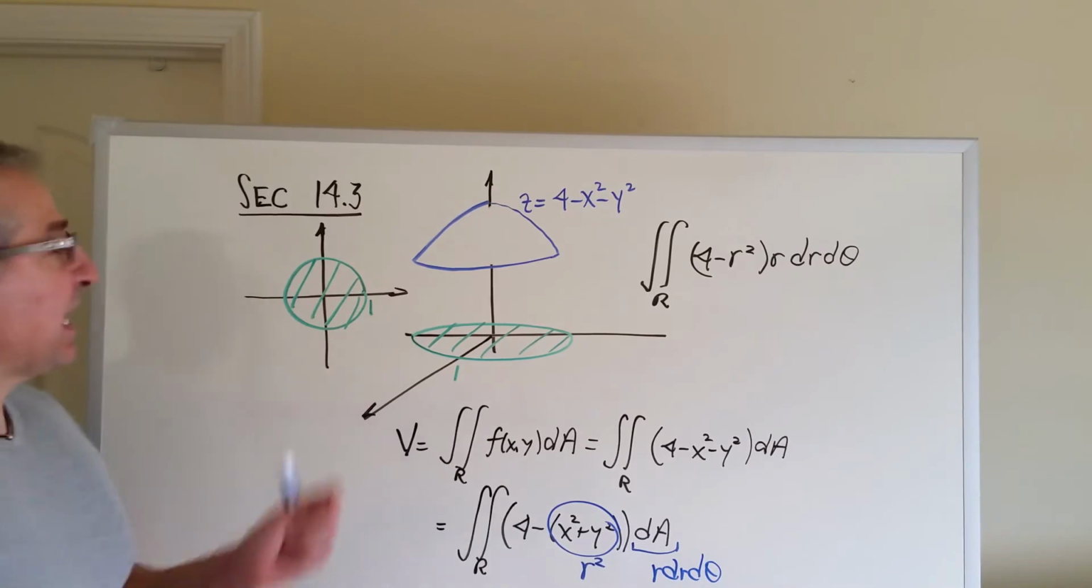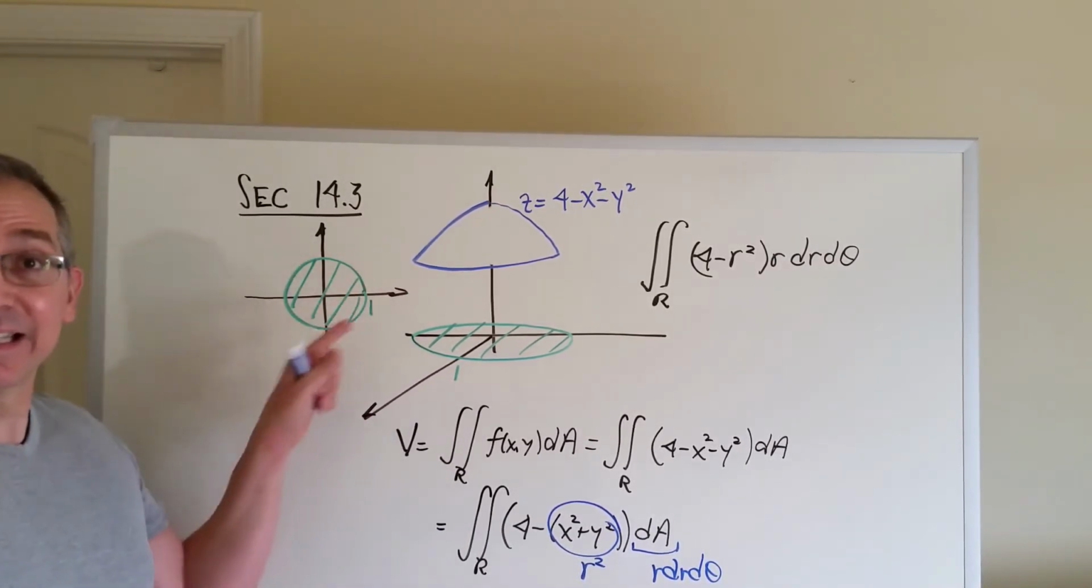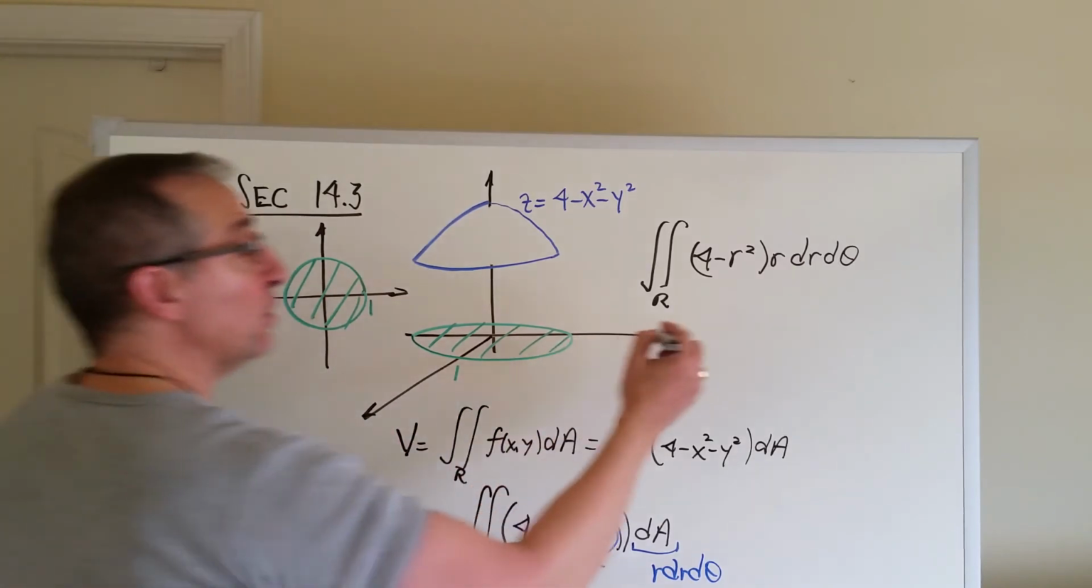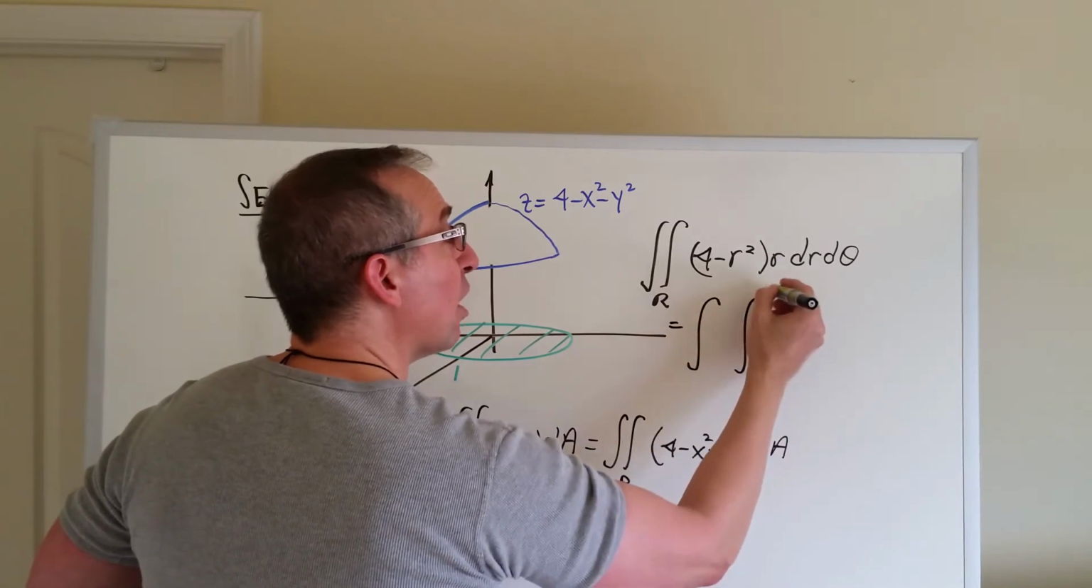Notice in this expression, gang, the value for r would range from the origin out to the disk itself, or out to the circle itself. So we would say then, r ranges from 0 to r equals 1.